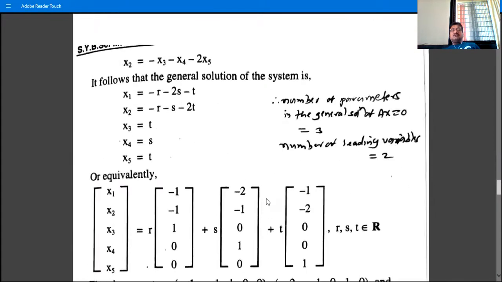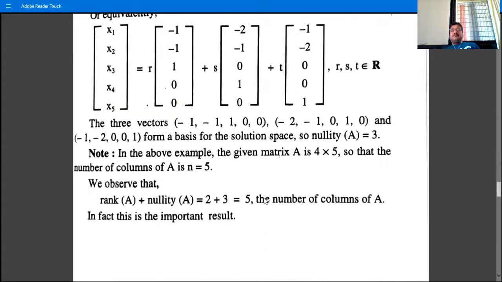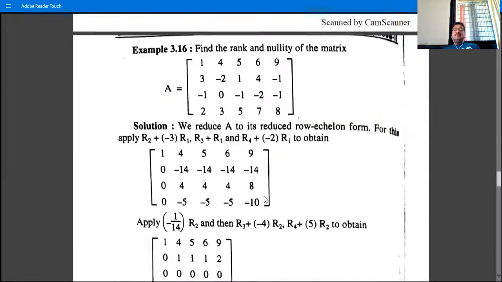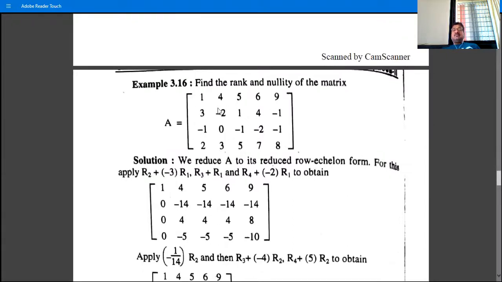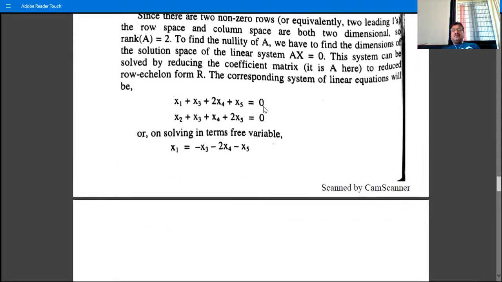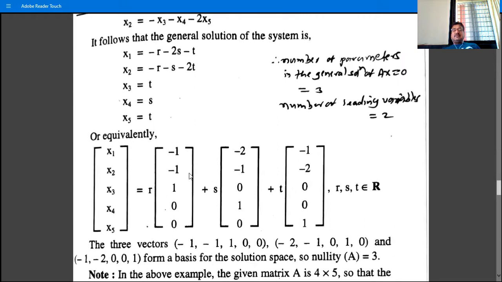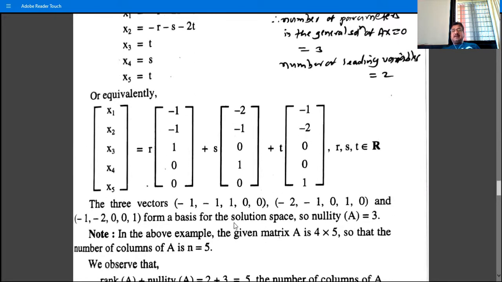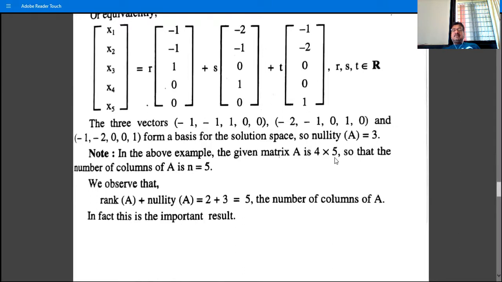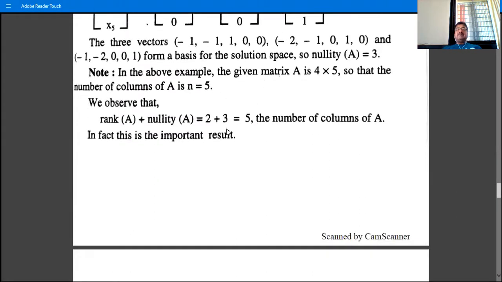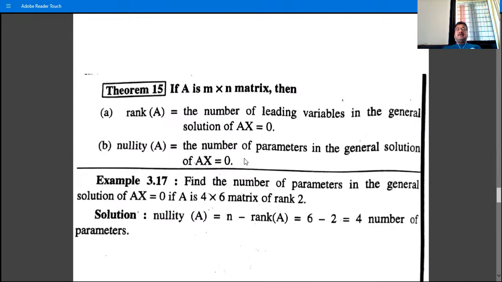So if the question is to verify the rank nullity theorem for this matrix, then we have to find the rank and nullity independently. That is, find the rank, and then by using the basis for the null space, we will find the nullity. In our example, the given matrix is of order 4 by 5. So the number of columns is 5, and we observe that rank of A plus nullity of A is 2 plus 3, which is equal to 5. That is the number of columns of A, and therefore the rank nullity theorem is verified.